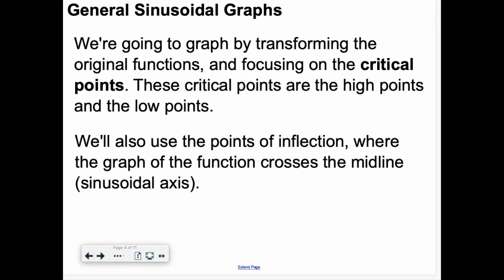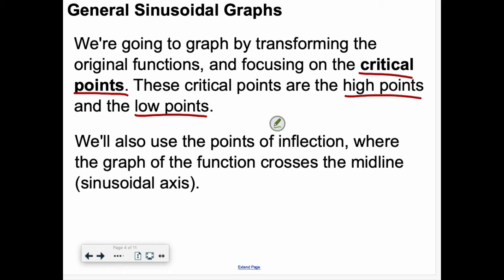Now, we're going to graph today by transforming the original functions, and we're going to be focusing on critical points. The critical points are the things that we already know about sine and cosine. They're the high points and they're the low points. We know that sine has high points at some places, low points at others. We know that cosine has high and low at some points as well.